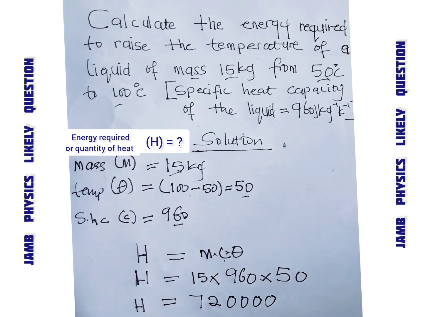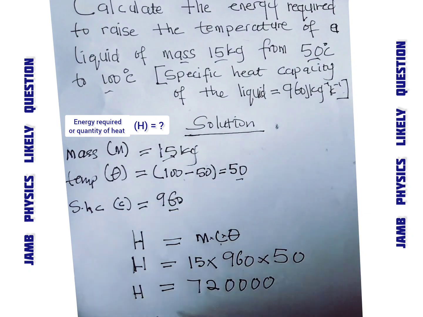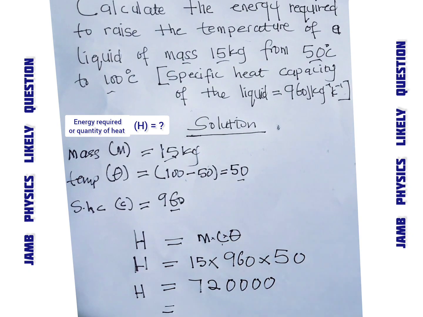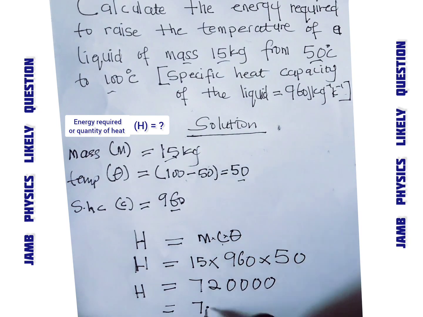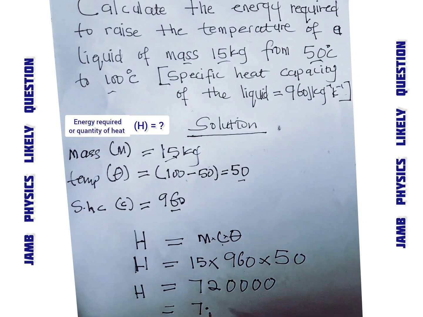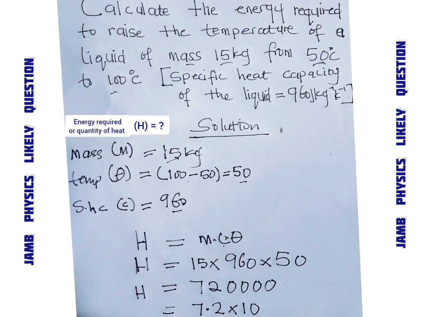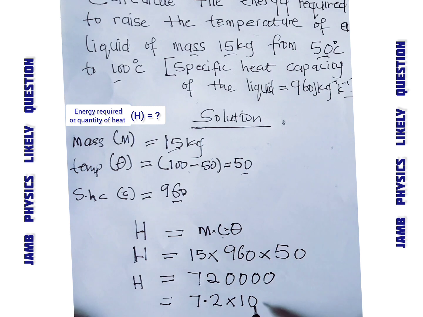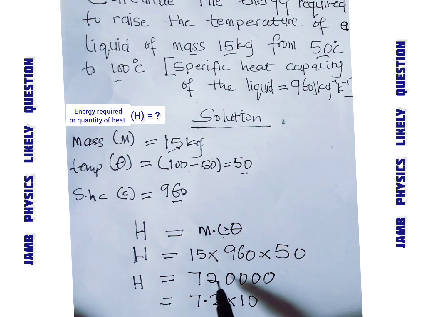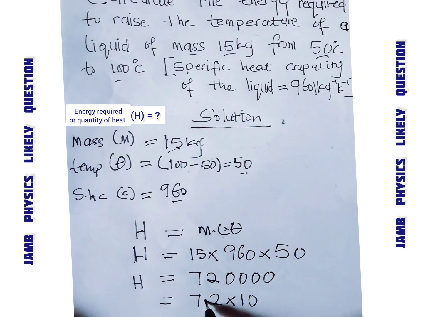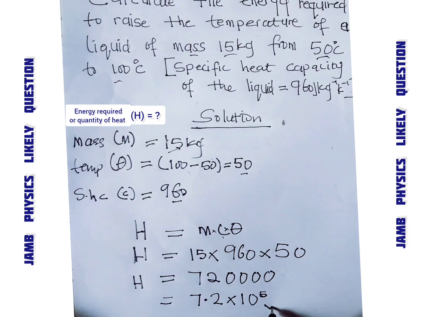If you want to put the answer in standard form, it becomes 7.2 times 10 raised to power what? We count 1, 2, 3, 4, 5. This is where we put our point, so it should be 7.2 times 10 raised to power 5. Answer.